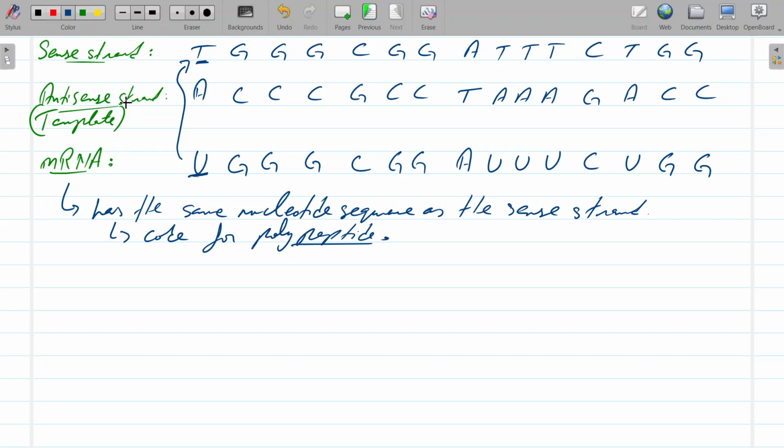And that's why the antisense strand is used as the template. Does that make sense? Yes. Okay. So now we have our mRNA molecule.